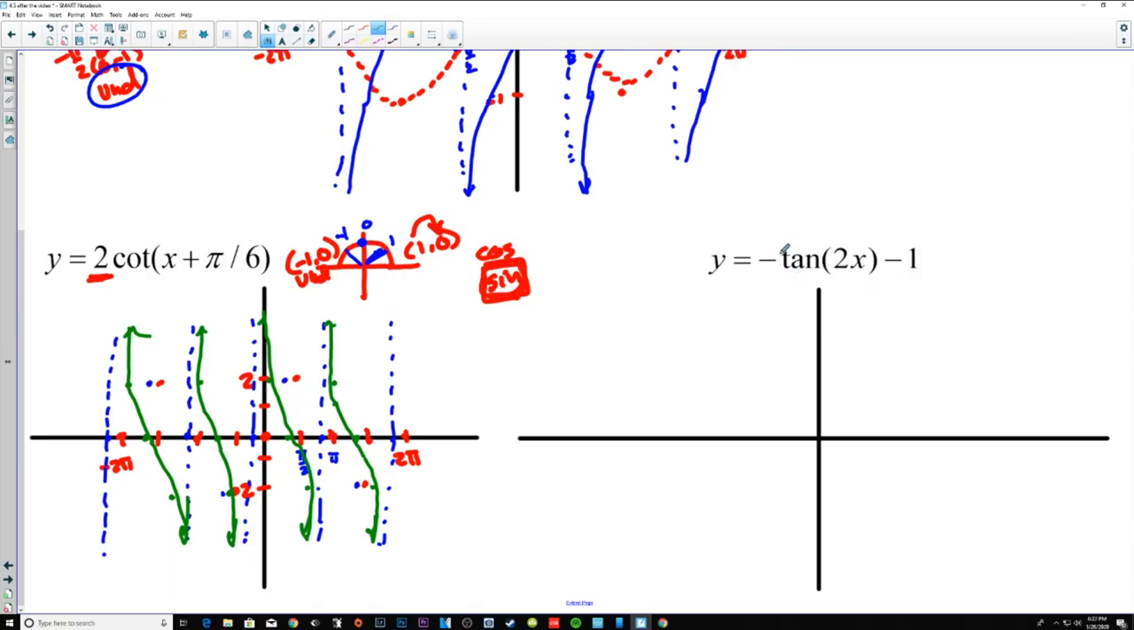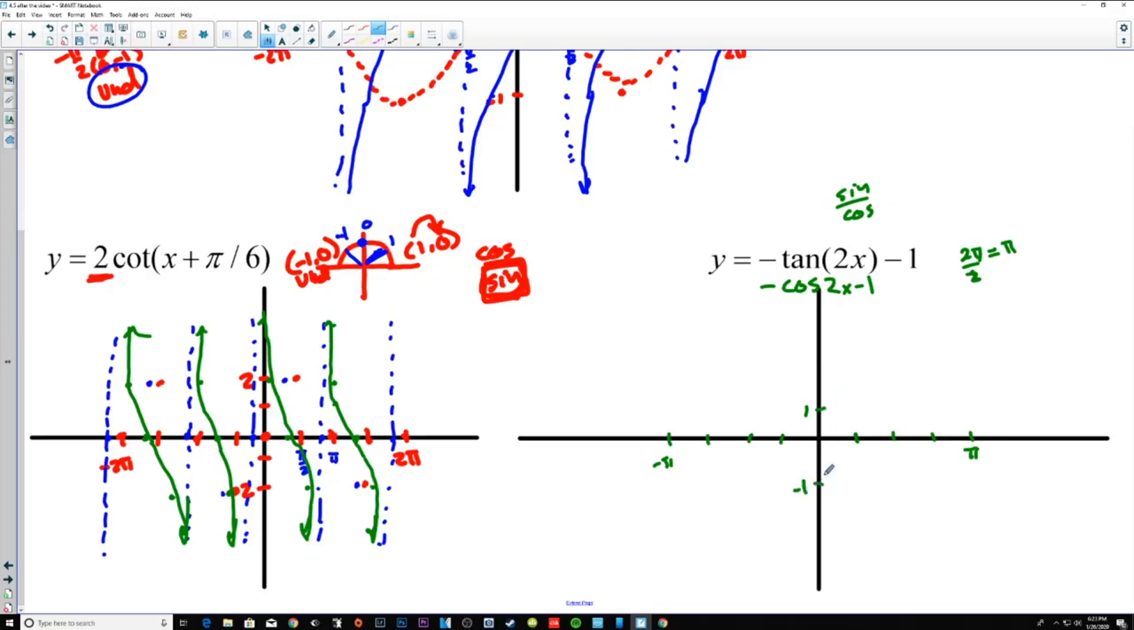Let's graph this negative tangent 2x minus 1. And so we're going to graph negative cosine of 2x minus 1 because tangent is sine over cosine. We want to graph the denominator. So now the period is 2 pi over 2, which is equal to just pi. So 1, 2, 3, 4. So here's pi, 1, 2, 3, and 4, negative pi. And an amplitude of 1. 1 up here, negative 1 down there.